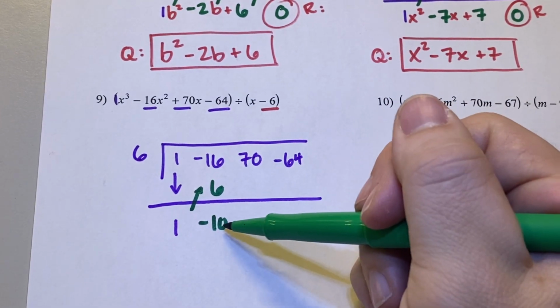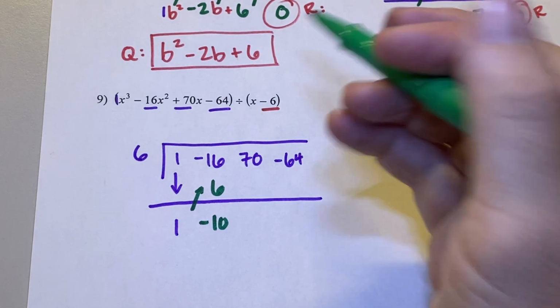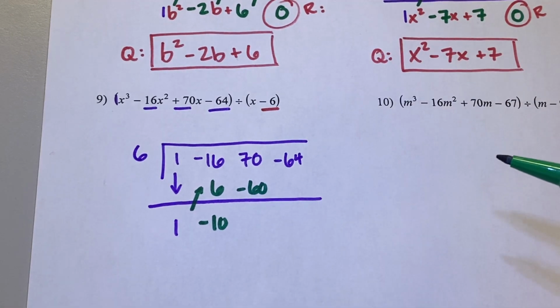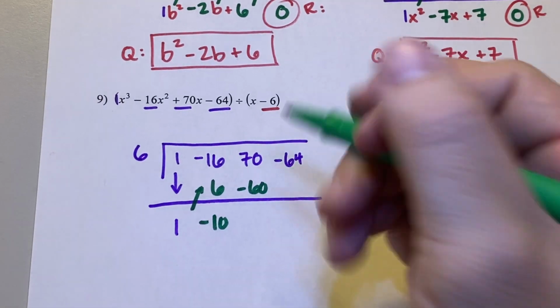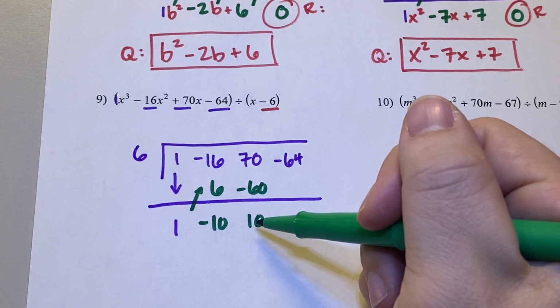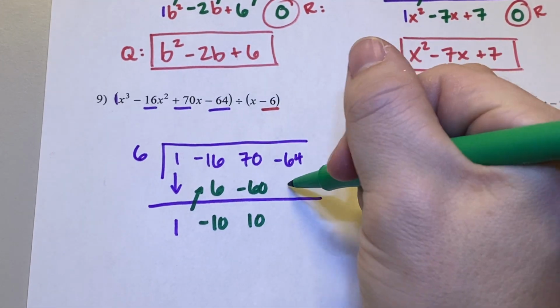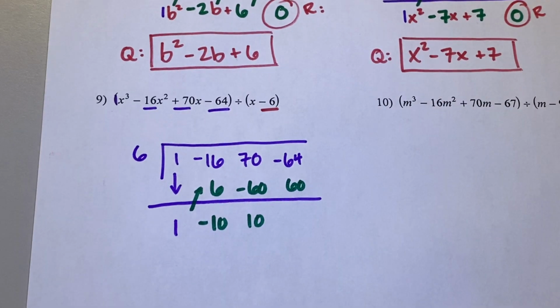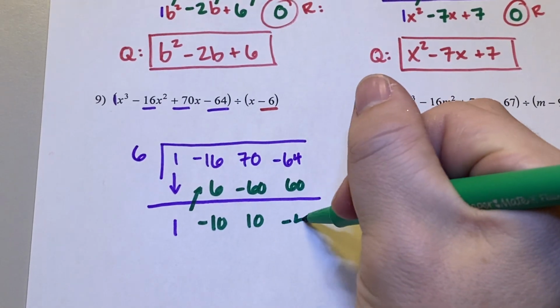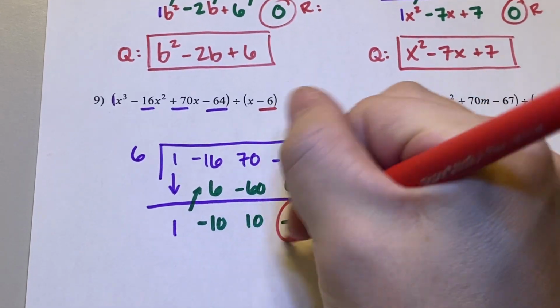Okay, back to the outside, so we got to multiply. Negative 10 times 6? Negative 60. Oh, this one is not as nice. 70 minus 60? Positive 10. Back to the outside, so multiply. 10 times 6? Positive 60. Negative 64 plus 60? Negative 4. Was this one as nice? No. We have a remainder. What's our remainder? Negative 4.